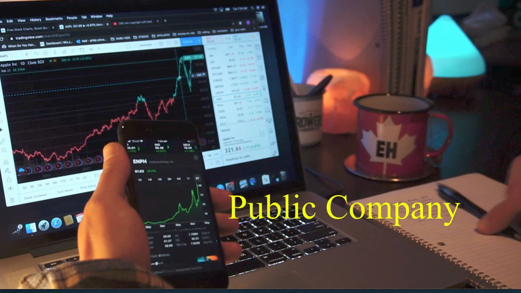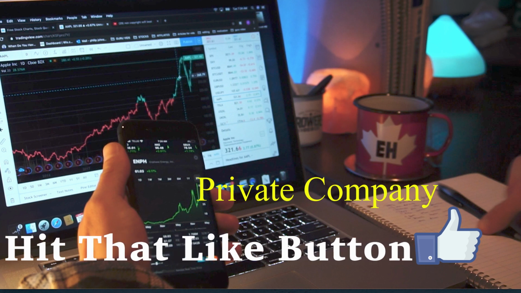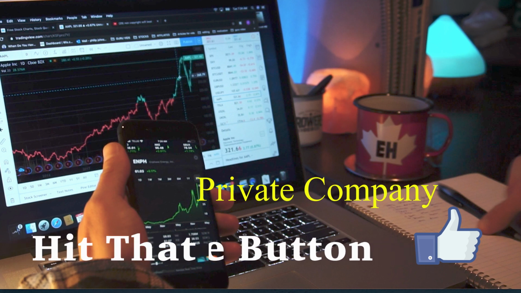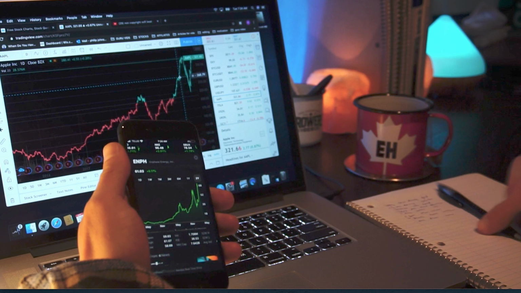Public company. This is simply a company that issues stocks to the public. A private company doesn't issue stocks to the public. You'll hear things like going long and going short. Going long means you are investing in the long term. If you are going short, then this means you are betting the company will go down.